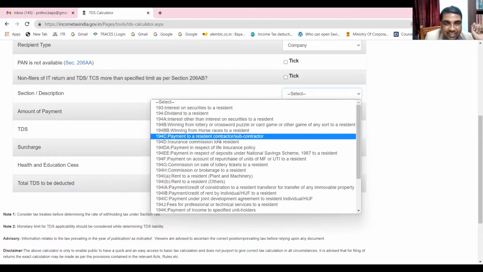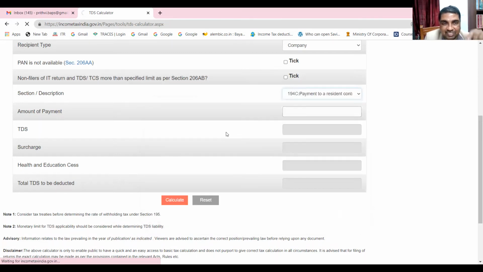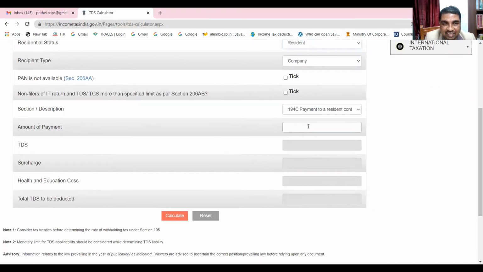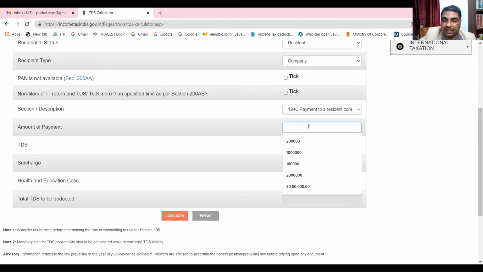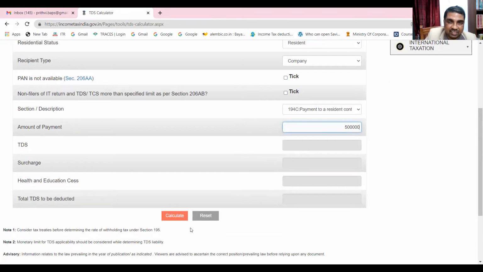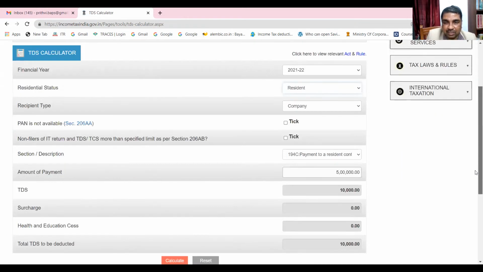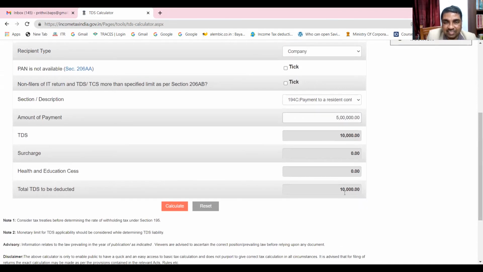Okay. Now let us see here 194C, payment to resident contractors. I've selected. What is the amount of payment? Okay, let us say I'm paying that person 5 lakh rupees. Then press enter, or here is finally, calculate. After calculation, you can find out how much I have to deduct, how much tax has to be deducted. 10,000. 10,000. Understood the provisions of TDS?